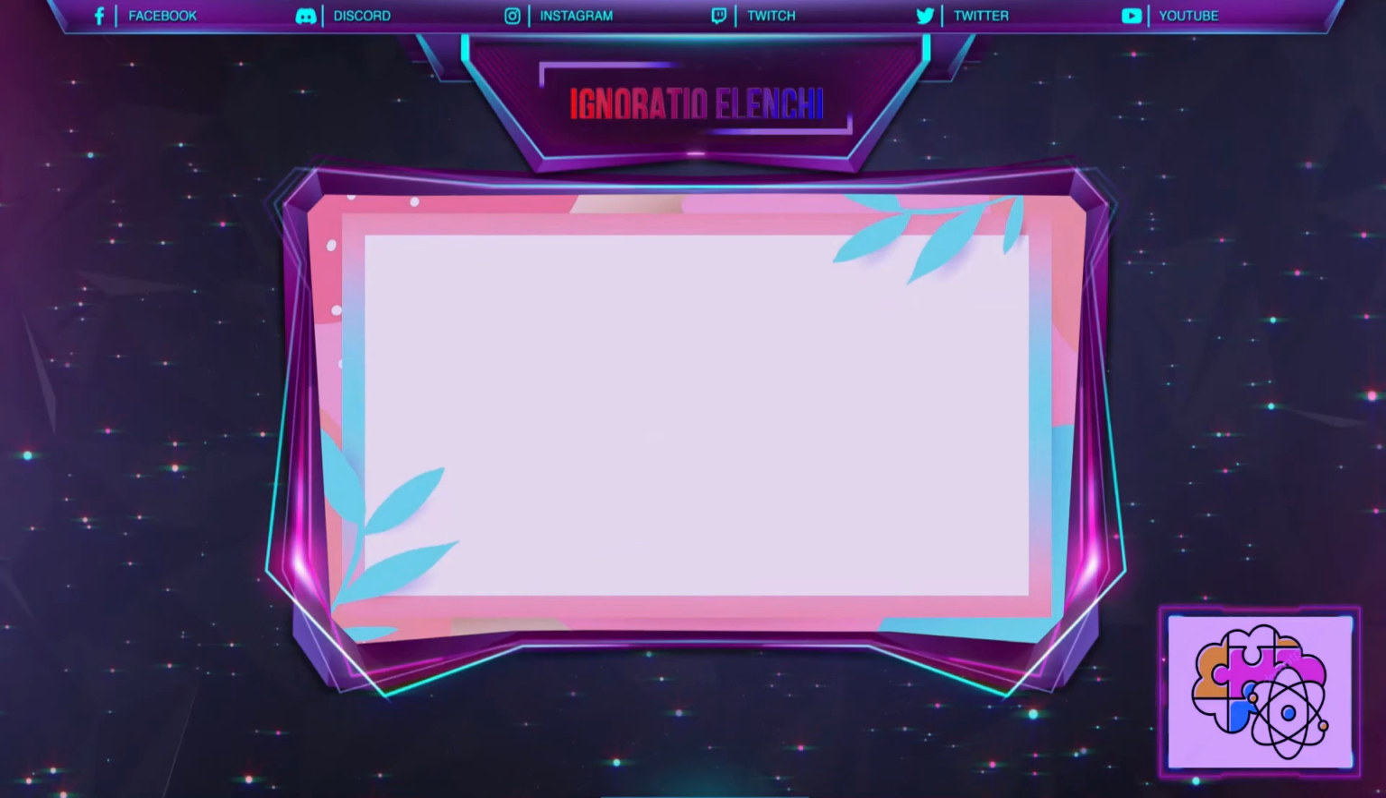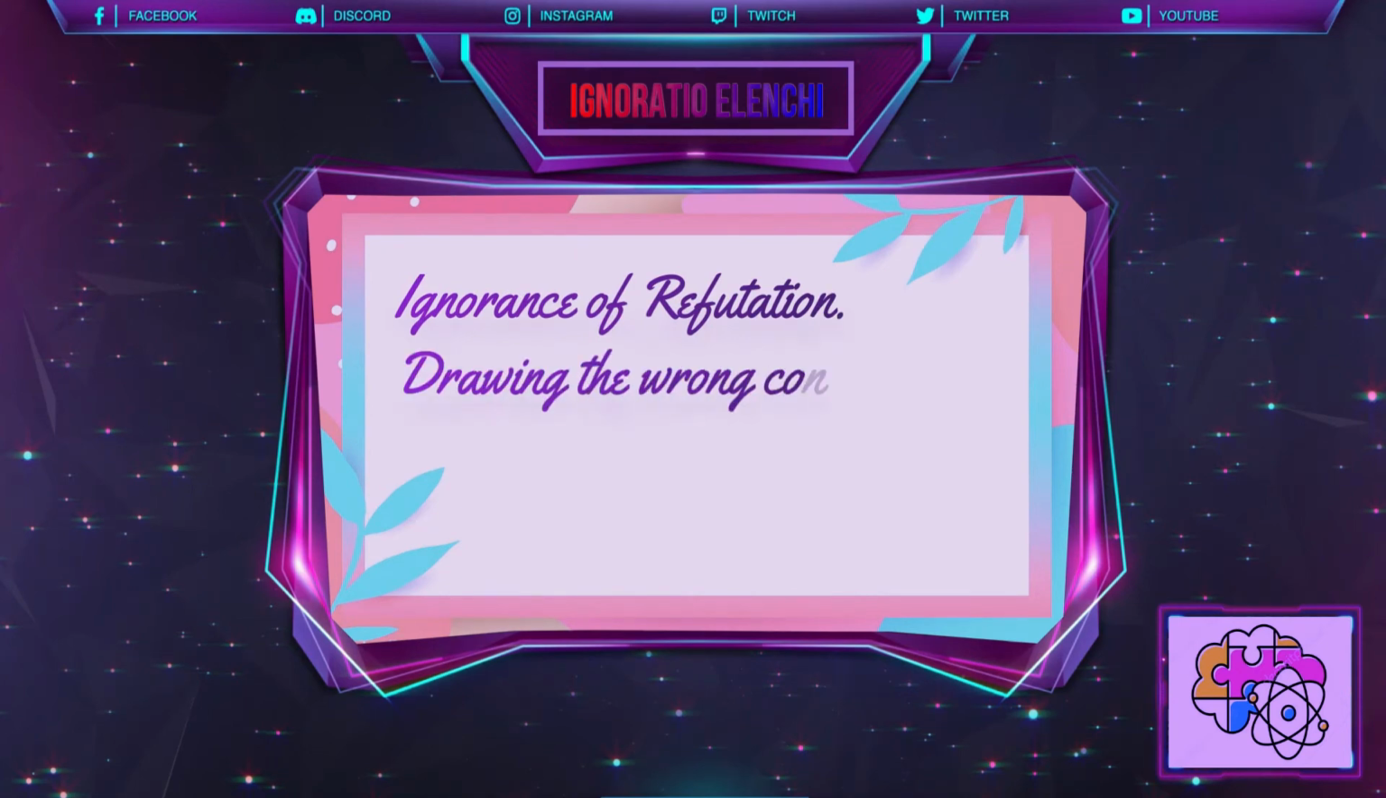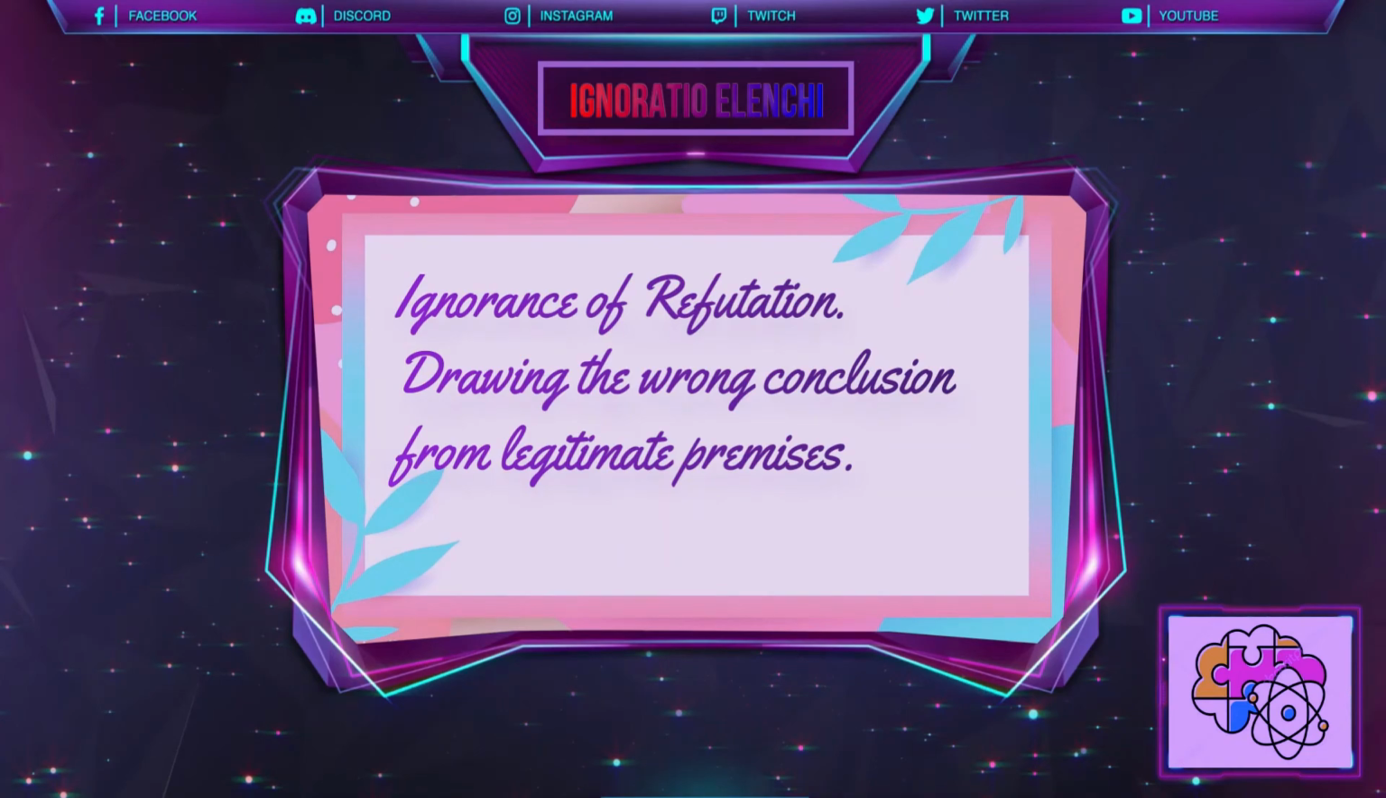Lastly is Ignoratio Elenchi, or ignorance of refutation, drawing the wrong conclusion from legitimate premises. Here is the example of Ignoratio Elenchi.